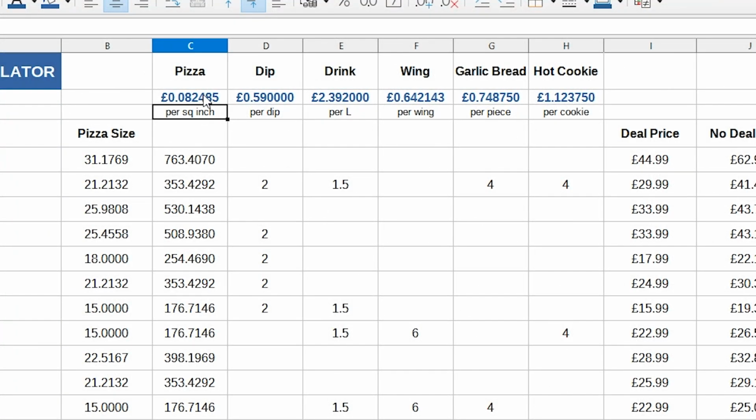This is pizza per square inch. That's the cost of pizza per square inch. That's the cost of an individual dip, 59p. That is the cost of drink per litre. I'll show you how I calculated all this in a minute. That is a cost per wing, cost per piece of garlic bread, and cost per hot cookie.